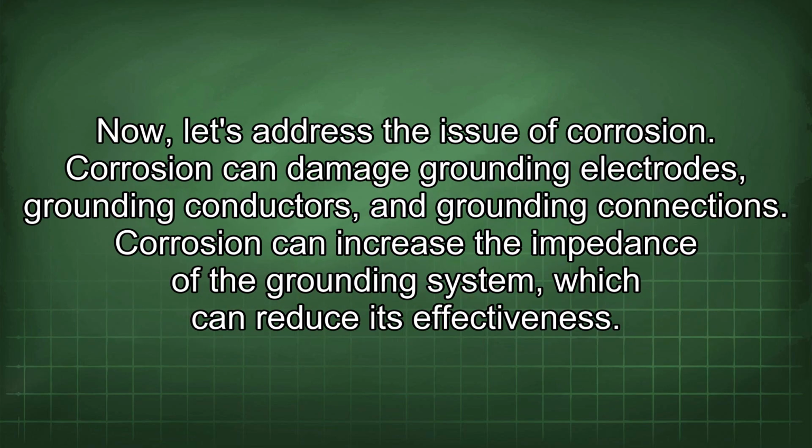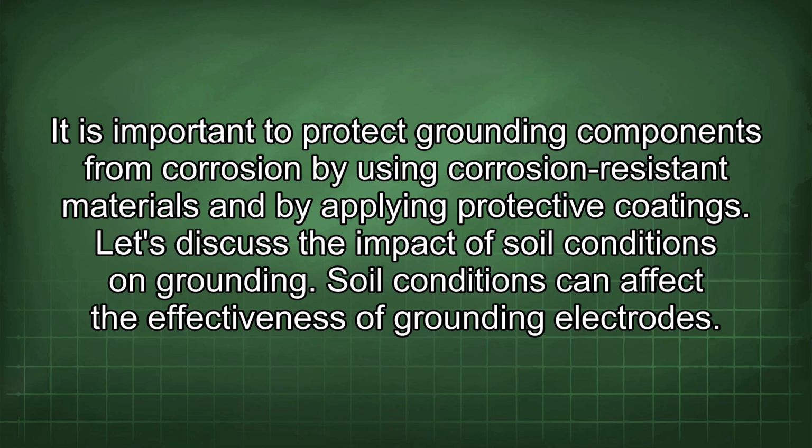Now, let's address the issue of corrosion. Corrosion can damage grounding electrodes, grounding conductors, and grounding connections. Corrosion can increase the impedance of the grounding system, which can reduce its effectiveness. It is important to protect grounding components from corrosion by using corrosion-resistant materials and by applying protective coatings.